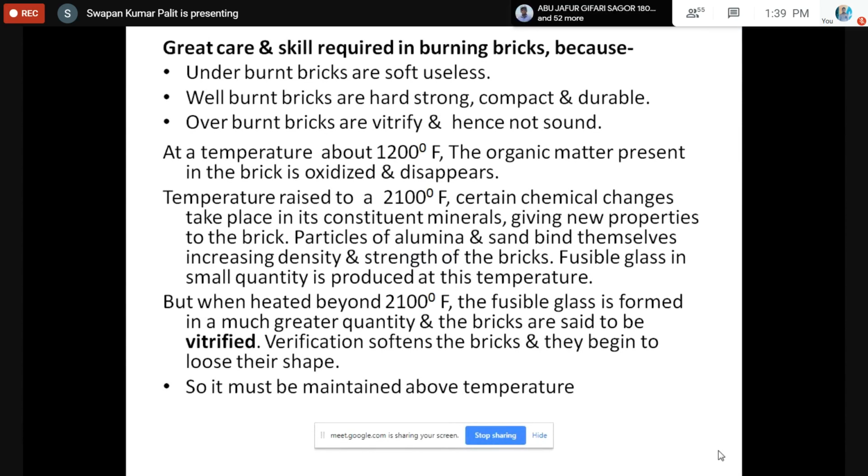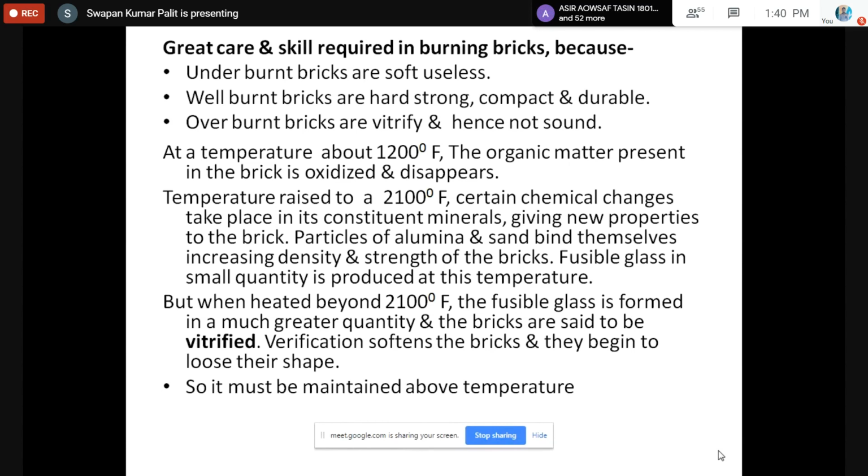So what should we do then for brick burning? You should not go beyond 2100 degrees Fahrenheit temperature. Here a lot of short questions may be important. What are the different degrees of burning? These 3 steps.